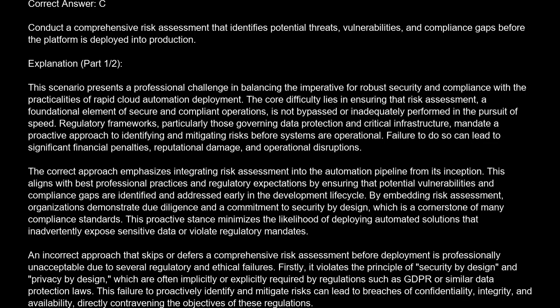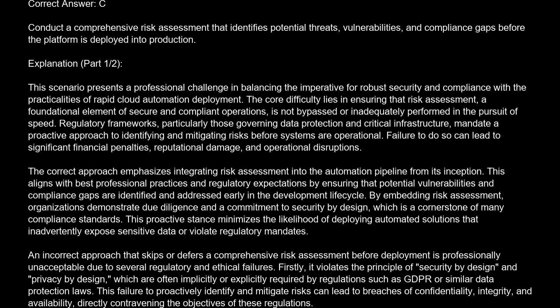Correct answer is C. Conduct a comprehensive risk assessment that identifies potential threats, vulnerabilities, and compliance gaps before the platform is deployed into production. Explanation. This scenario presents a professional challenge in balancing the imperative for robust security and compliance with the practicalities of rapid cloud automation deployment. The core difficulty lies in ensuring that risk assessment, a foundational element of secure and compliant operations, is not bypassed or inadequately performed in the pursuit of speed.